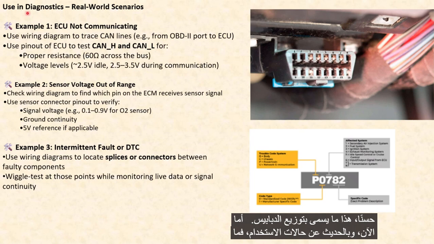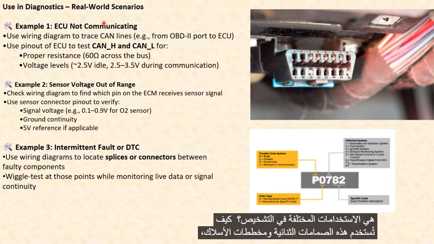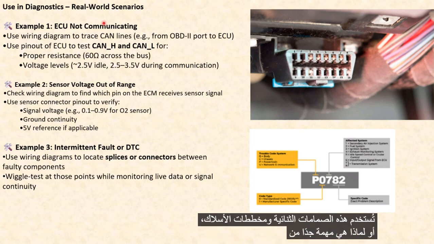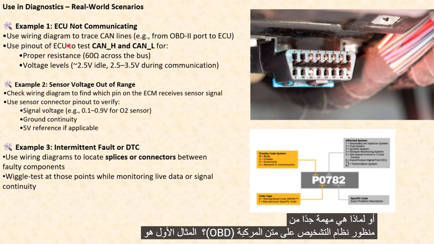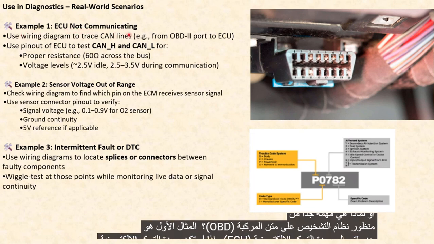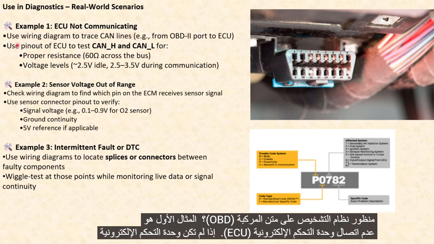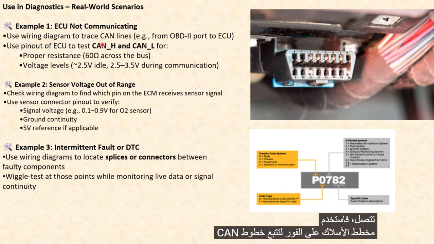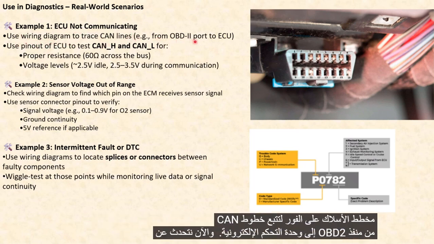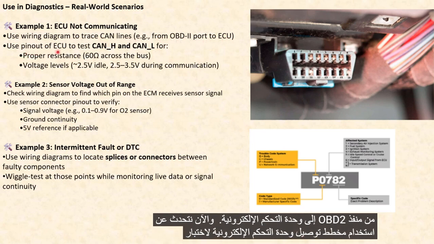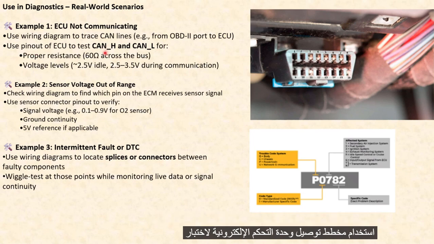Now talking about the use cases, what are various uses in diagnostics? How are these pinouts and wiring diagrams used, or why are they so important from the OBD perspective? First example is ECU not communicating. If the ECU is not communicating, immediately use the wiring diagram to trace the CAN lines from the OBD-II port to the ECU.